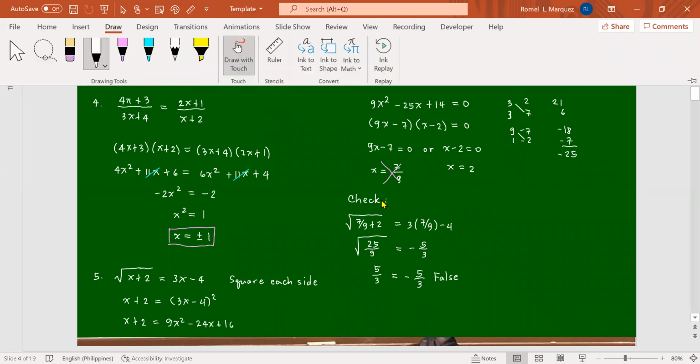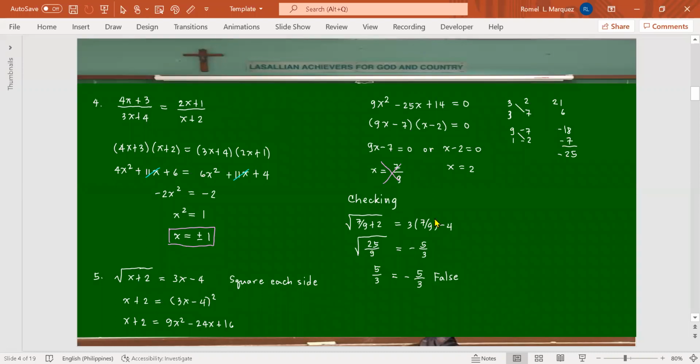Yes. Where po galing yung 3? Sorry. Yung sa check-in po, yung 3 multiplied by 7 over 9 minus 4. We are checking when x is what? When x is 7 over 9. Huh? When x is 7 over 9. Oh, what is your question? Okay na po, sir. Nakita ko na po. Sorry po. What about when x is positive 2?